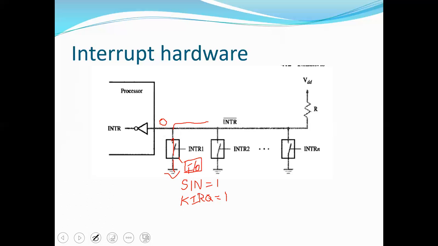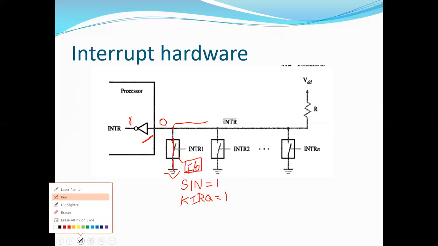So the power voltage here is 0. The voltage being sent to the processor is 0, and after the NOT gate, the INTR line returns 1, indicating that an interrupt request has come. Now the processor has got an interrupt request. The processor has to react, has to check which device has sent this interrupt request. So this is the hardware setup of interrupt, how the signals are sent to the processor.